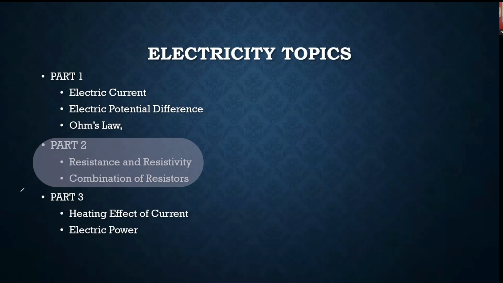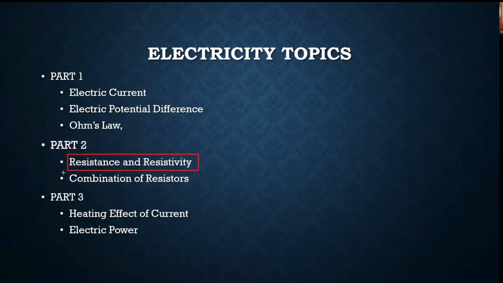What is the second part? Second part is about resistance and resistivity. We're going to start with resistance and resistivity. That means in the circuit, there is somebody which tells current, stop, wait, do not flow too much. And then we are going to see how to use the resistors in a combination. That we are going to study in the current session. Okay. So let's move ahead.